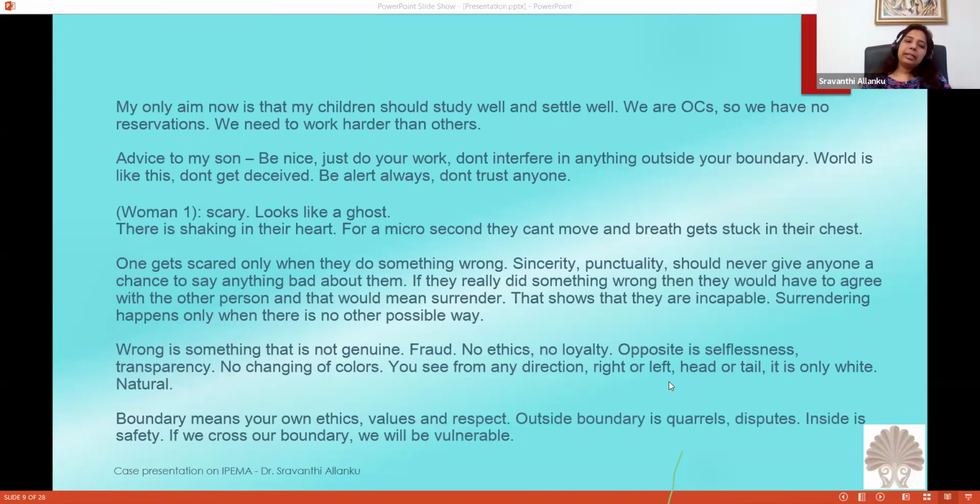Now, I asked him what exactly boundary means, because we use some words like boundaries, boundary, circle, limits, all that. So I asked him what that exactly means, and he says, your ethics, values, and respect. Outside the boundary is quarrels, disputes. Inside is safety. If we cross our boundary, we will be vulnerable. So that was the case.